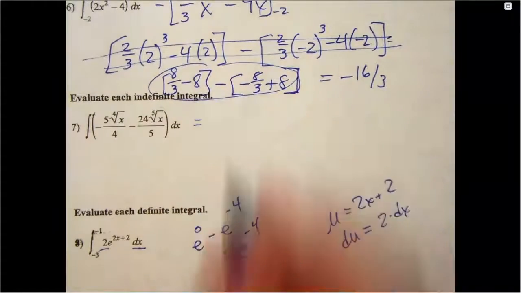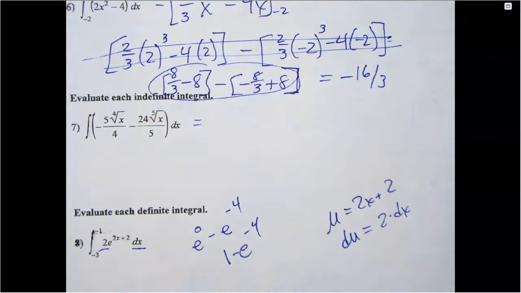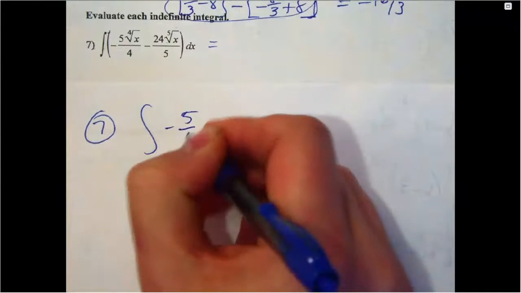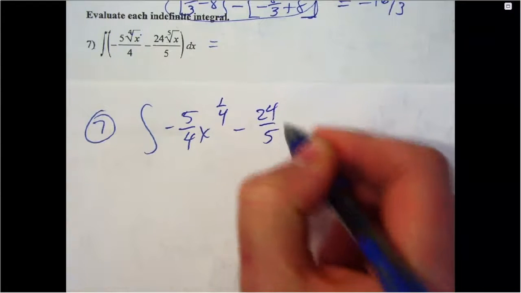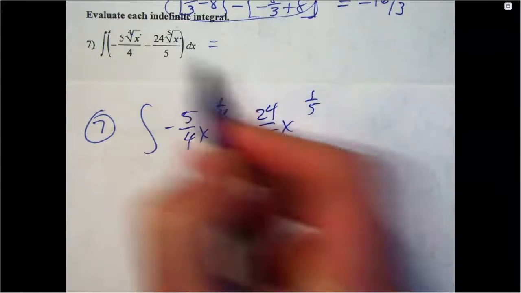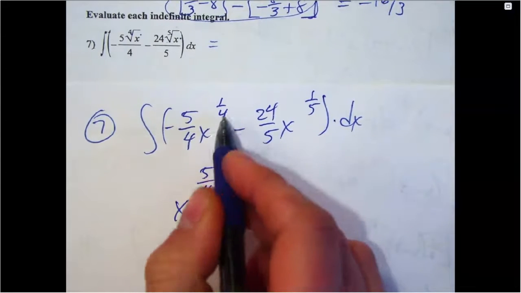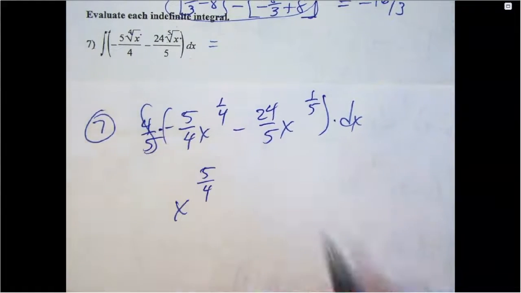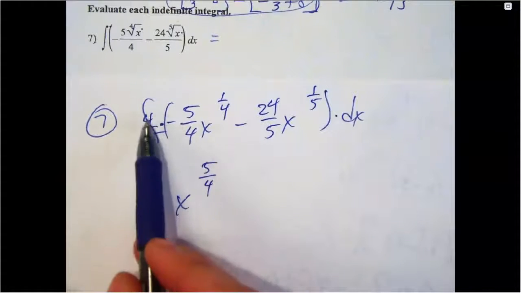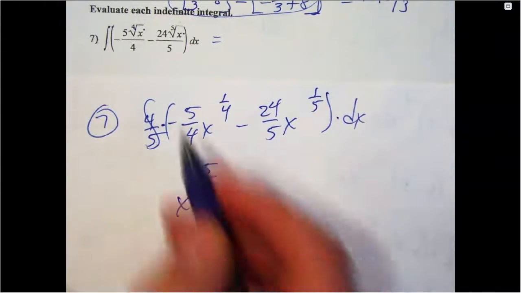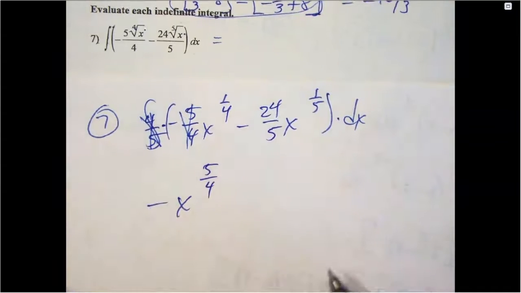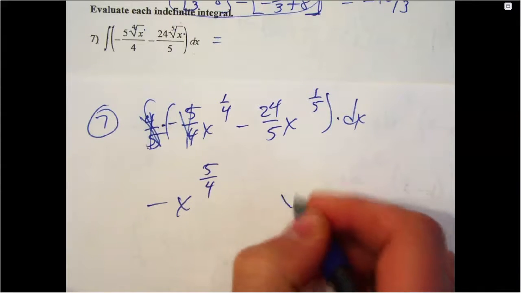Number 7. Substitute again here. So I would rewrite it first as negative 5/4 x to the 1/4, inside over outside, minus 24/5 x to the 1/5, again inside over outside. Then if I add 1 to the power here, I get 5/4, and then multiply by 4/5. Some people just say that's negative 20 over 20, and that's fine. 4/5 and 5/4 actually cancel, so you could just do this, but either way it was fine.